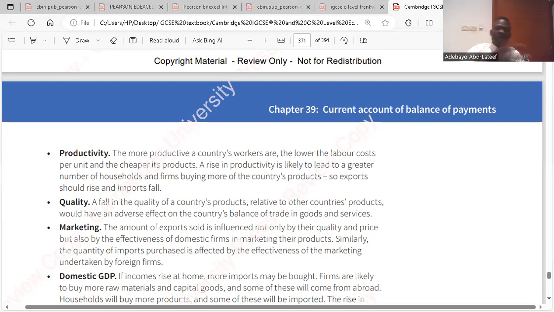That's clear. Quality. A fall in the country's product quality would shift demand for your country's products elsewhere. That means foreign customers will stop buying from you because your product lacks quality. So they won't buy from your country anymore. And that is not good. So export will fall.